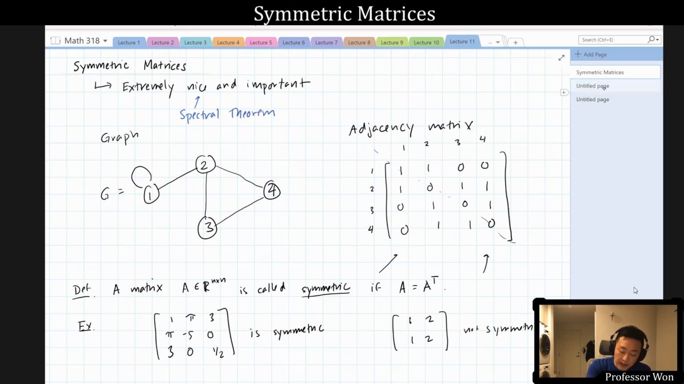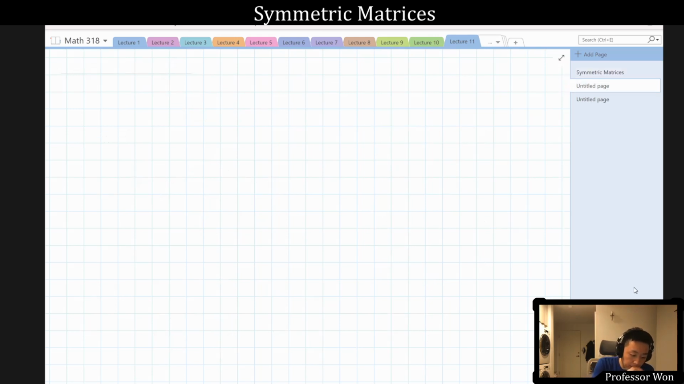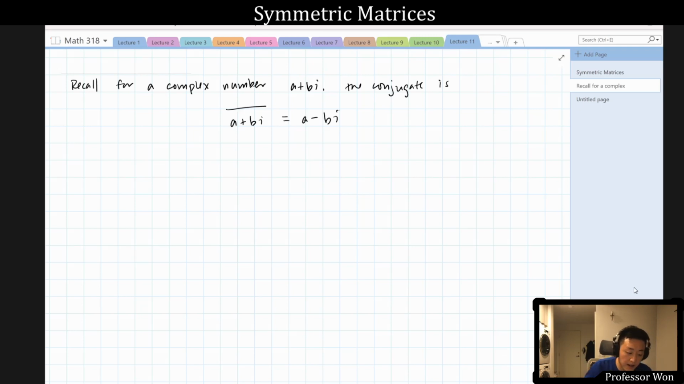Okay, so we're going to need to develop some facts about symmetric matrices. I don't know why I have so many pages here, there's nothing on them. But just recall that for a complex number, and every complex number looks like a plus bi, the conjugate is going to be, you denote it with a bar, and it just means you negate the imaginary part and you keep the real part.